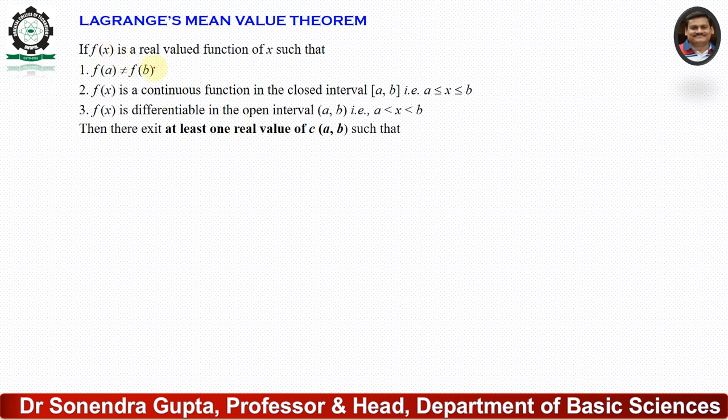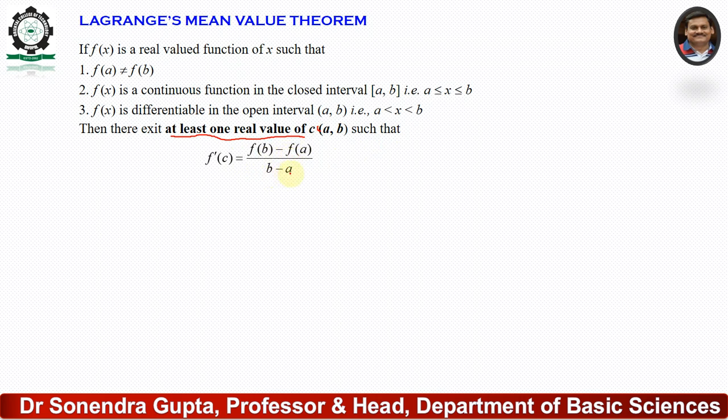If f of x is a real valued function of x such that, first, f of a is not equal to f of b. Second, f of x is continuous in the closed interval [a, b], that is a less than or equal to x less than or equal to b. And third, f of x is differentiable in the open interval (a, b), that is a less than x less than b. Then there exists at least one real value c belonging to the open interval (a, b) such that f dash c equals f of b minus f of a divided by b minus a.